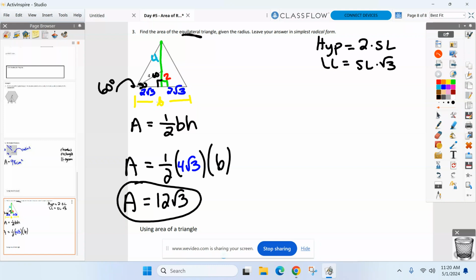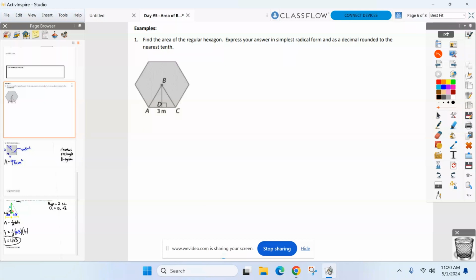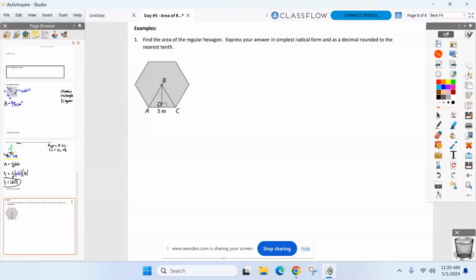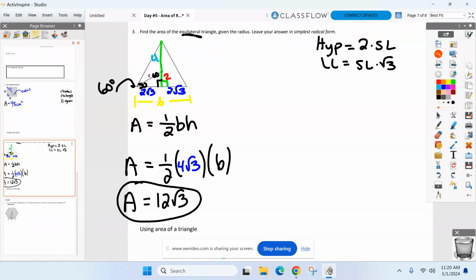So a little tougher to get to the area. You've got to use your geometry here. All right, now here's the big one. Can I move this? Yes, I can. Nice. There you go.